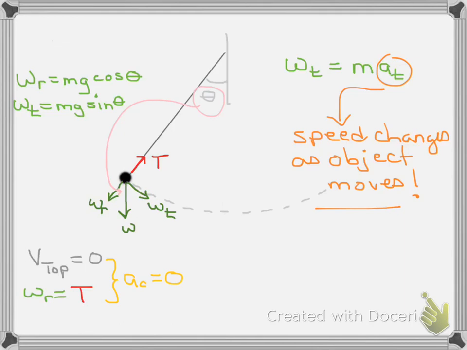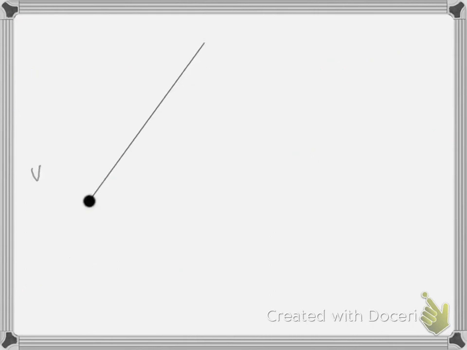Which means that there is a tangential acceleration. In other words, the object is going to speed up as it swings. So the speed is actually changing. Let's look at this pendulum at several locations along its path as it swings back down to its lowest point.